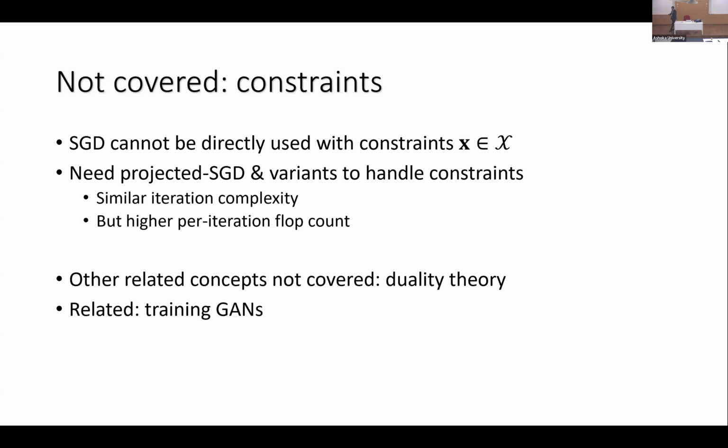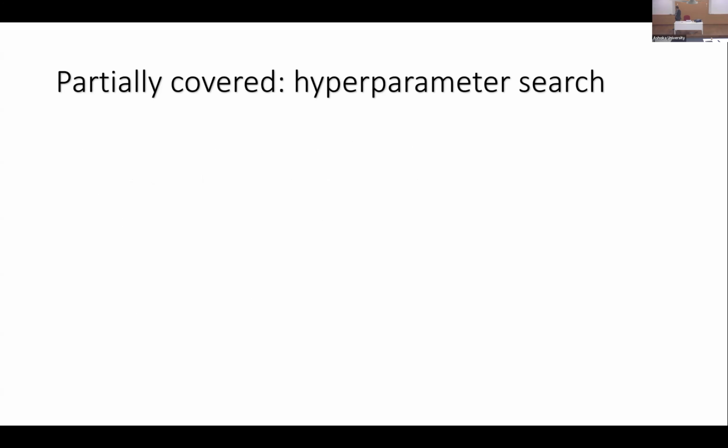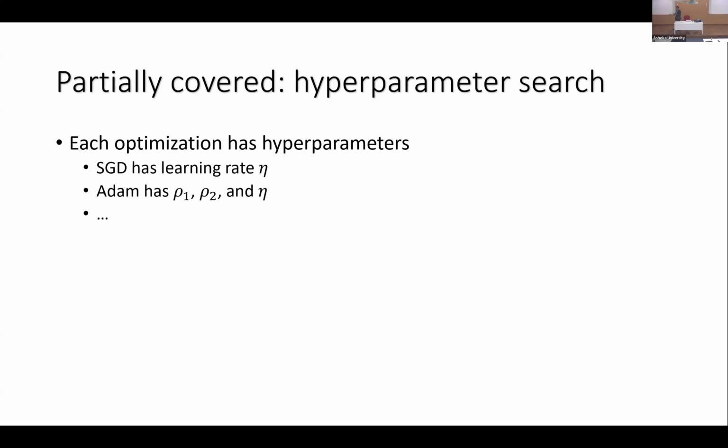Training generative adversarial networks is also done in a similar way, but again with slight modifications of classical SGD. And then we did look at hyperparameter search. Even within Adam or within RMSprop, there are lots of different parameters: rho 1, rho 2, eta. You need to tune your algorithm to select the correct eta and the correct rho 1, rho 2. So that is also part of your process.